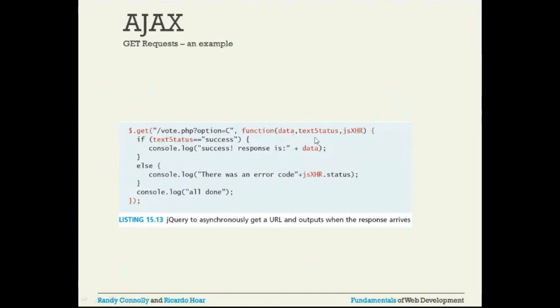The callback function has parameters: data, textStatus, jqXHR. Inside, what you are checking is the textStatus. If it is success, you are going to write it into the log: success response is, and you write the complete response, which you get as data. And if it is not success, it means there is some problem. You are going to write into the log file the jqXHR object's status. That status will have the information about the error. At the end, all is done. Whether it is success or failure, you're going to log as all done.